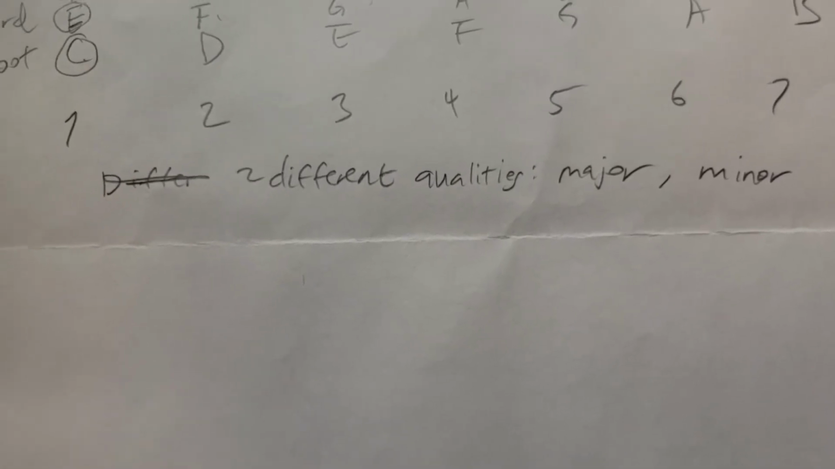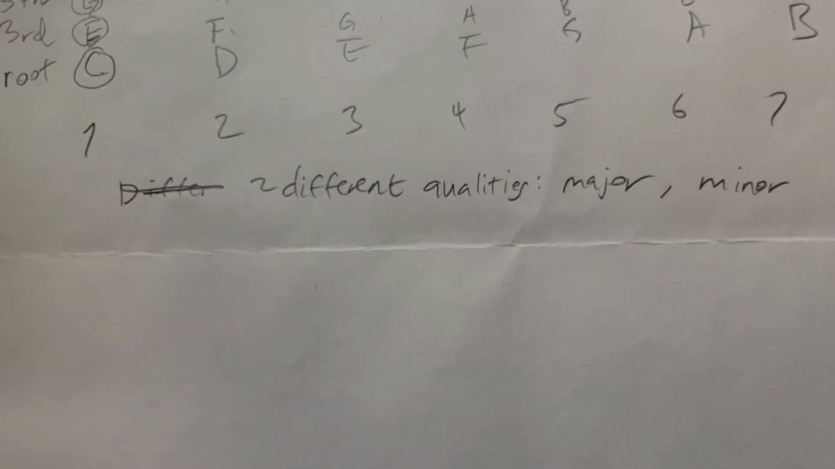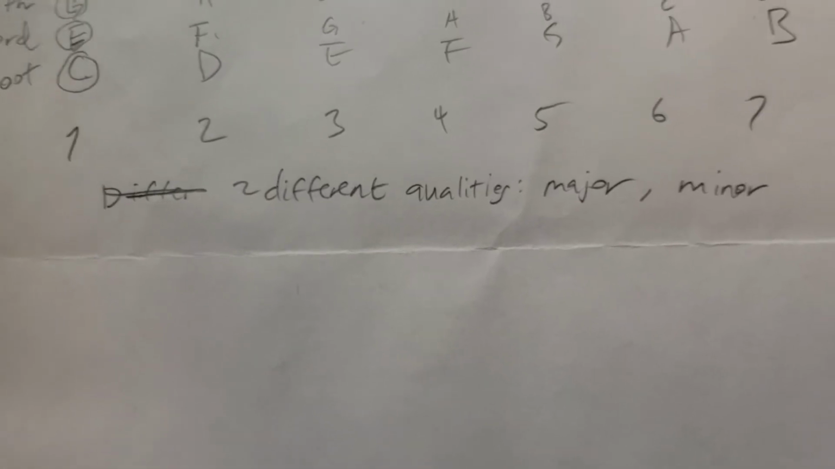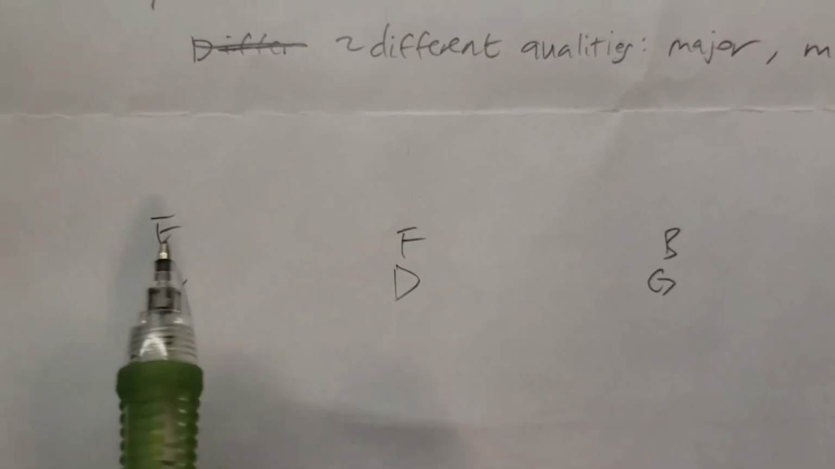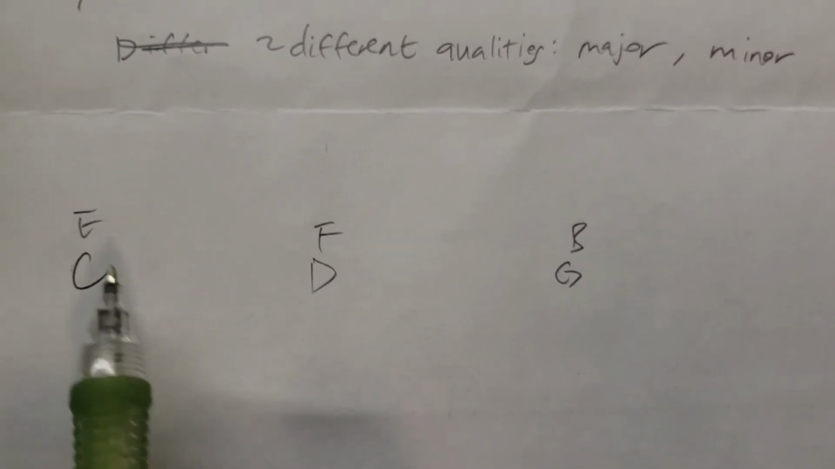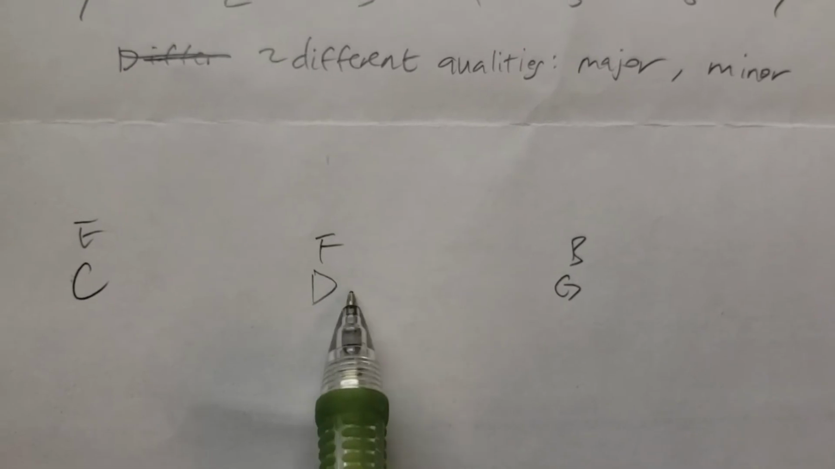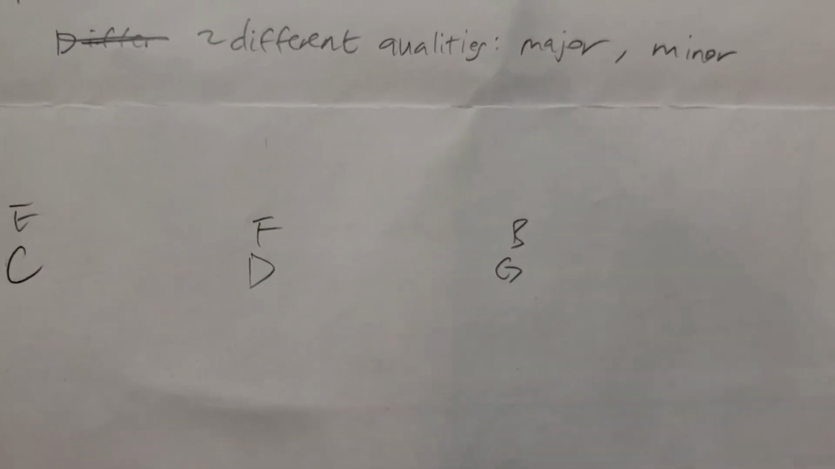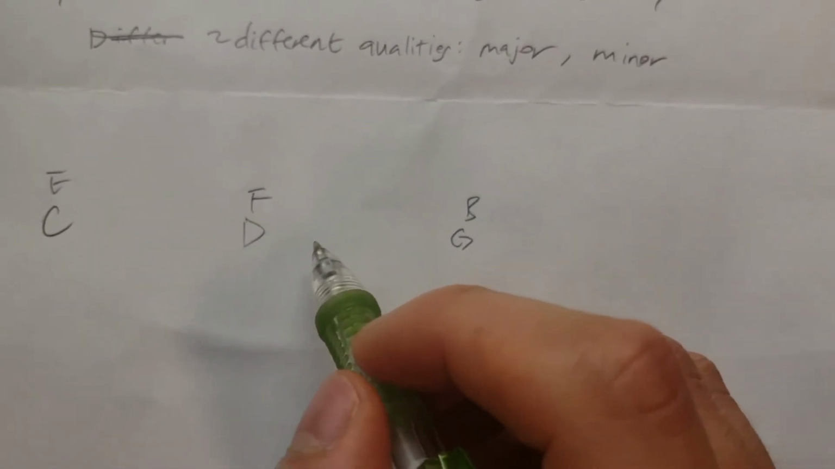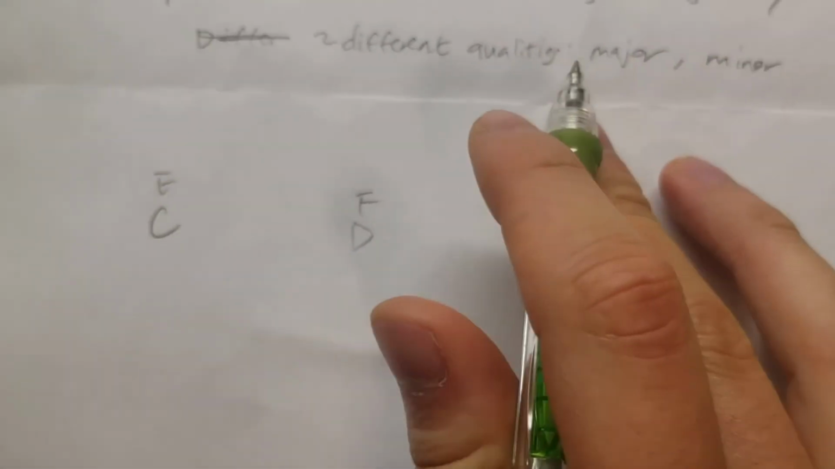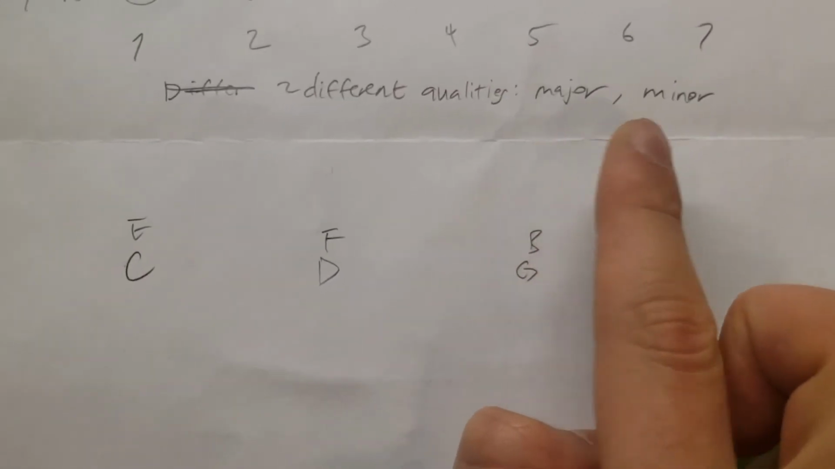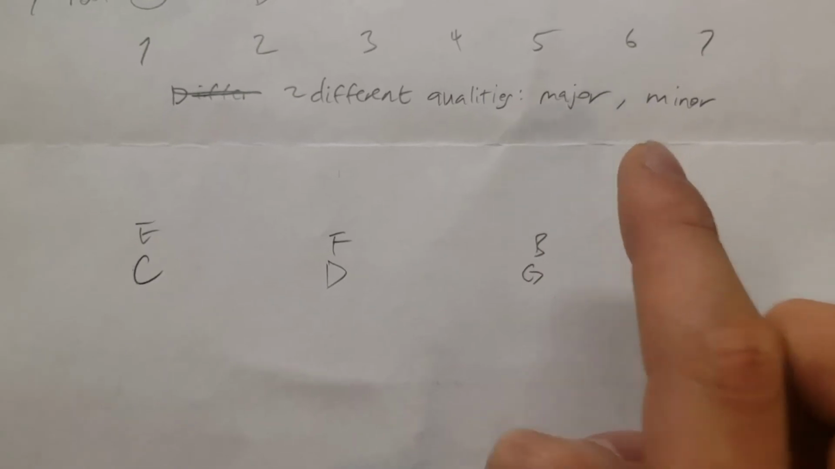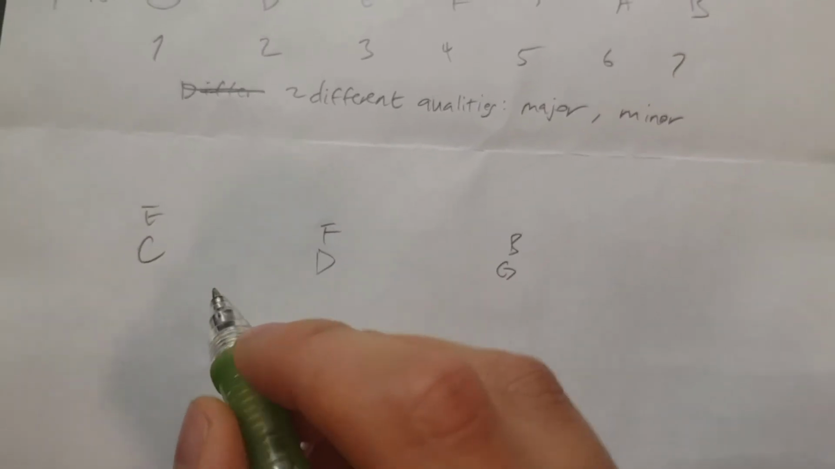Here's the technical difference, explained in numbers, basically. Here we see 3 sets of thirds. E is the third of C, F is the third of D, B is the third of G. Now, this is how you decide what kinds of thirds there are. There are 2 types of thirds: major and minor. Major third, minor third. And this is how you decide what it is.